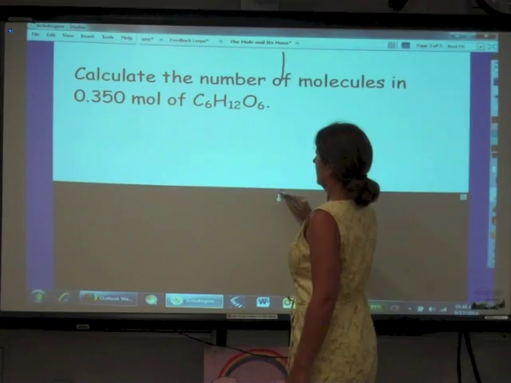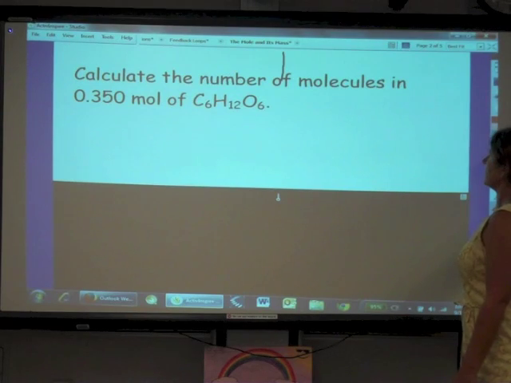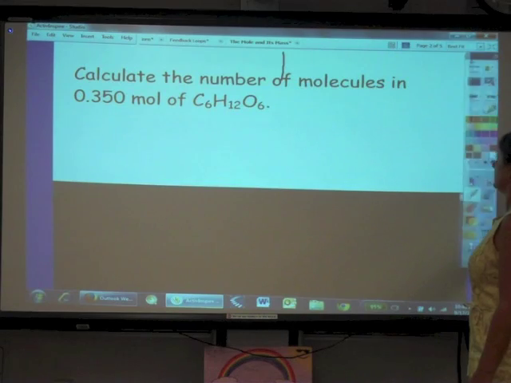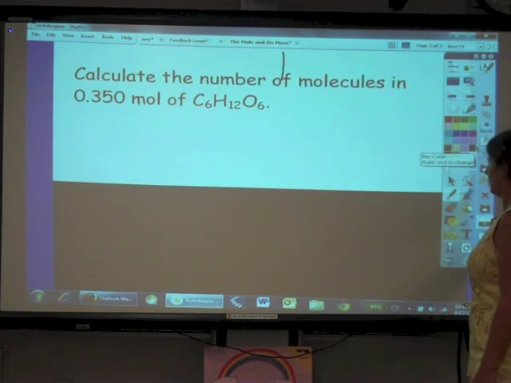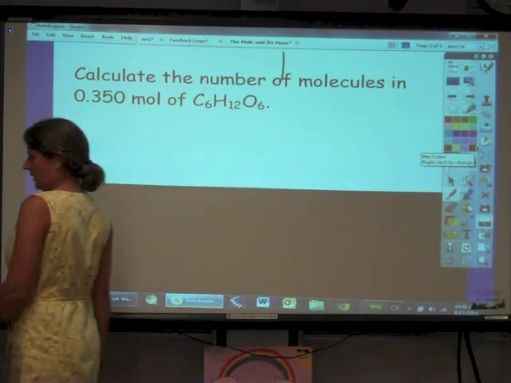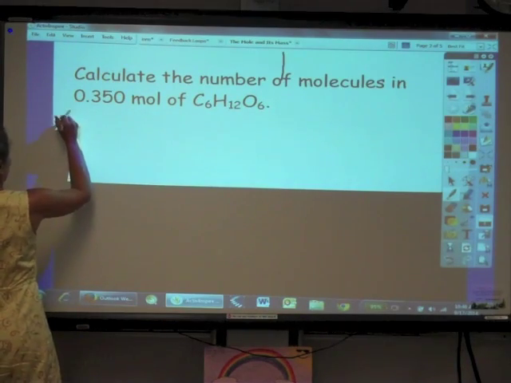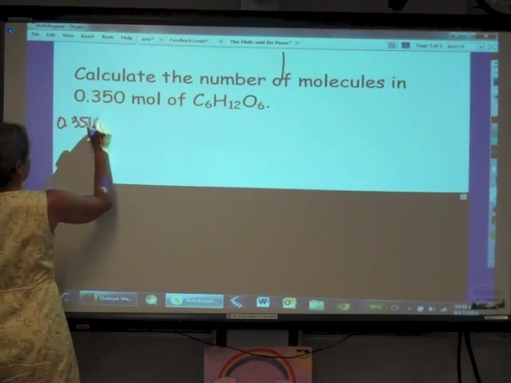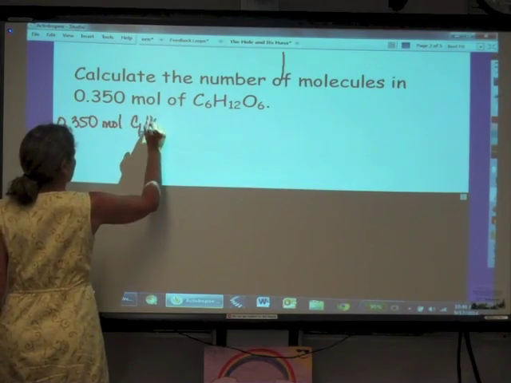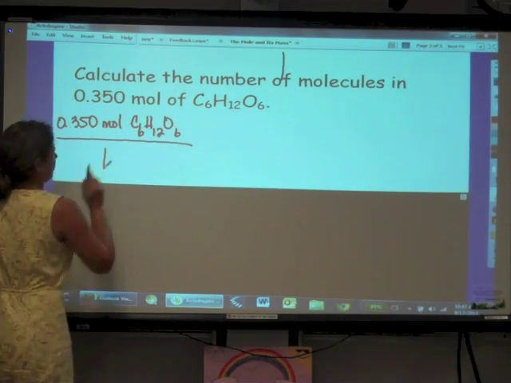So let's do some. So our first one is calculate the number of molecules in 0.350 moles of glucose, C6H12O6. Okay. So, to do this, we are going to begin with what is given, and that is 0.350 moles of C6H12O6. And we're going to put it over 1.